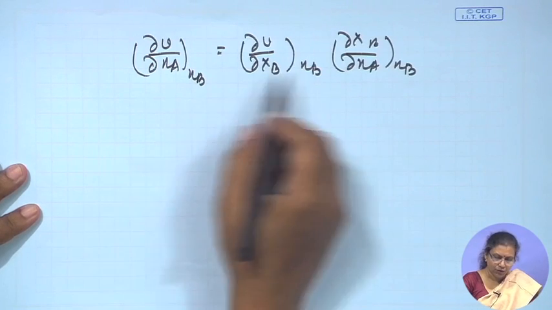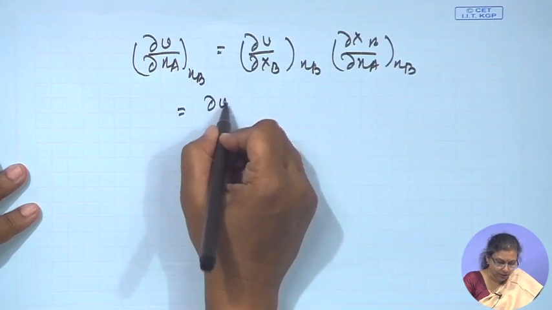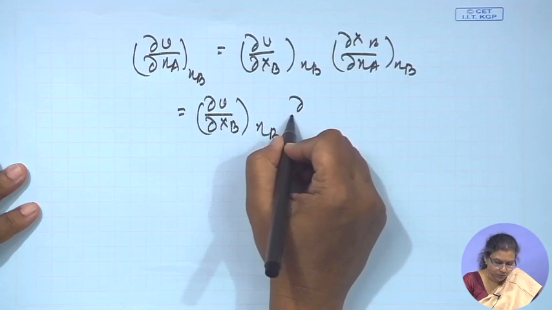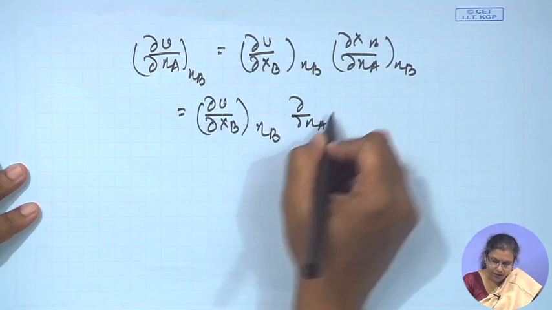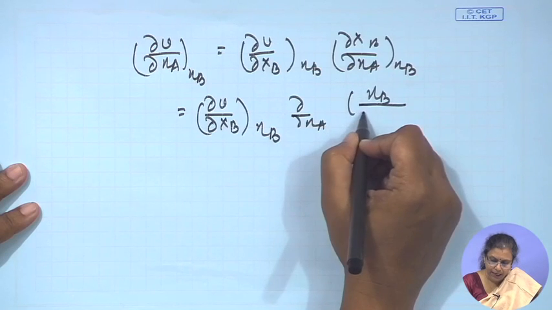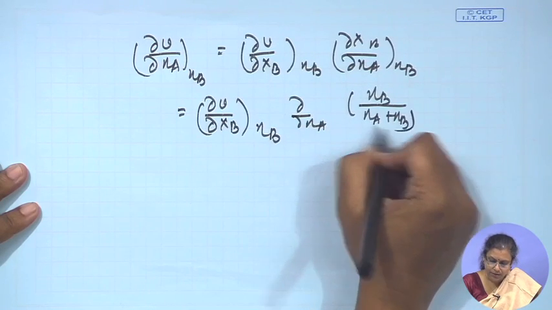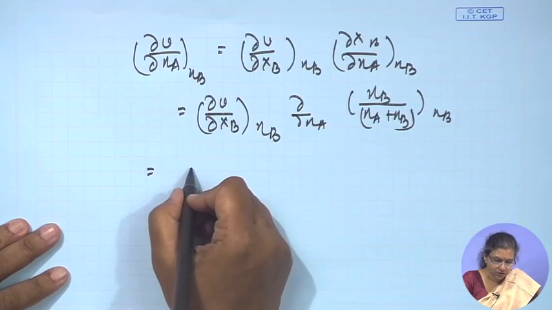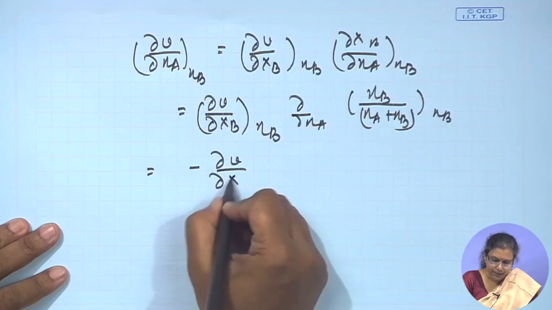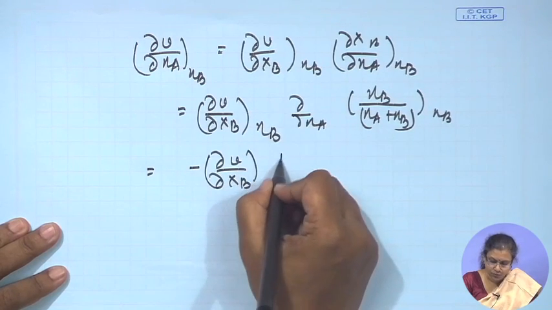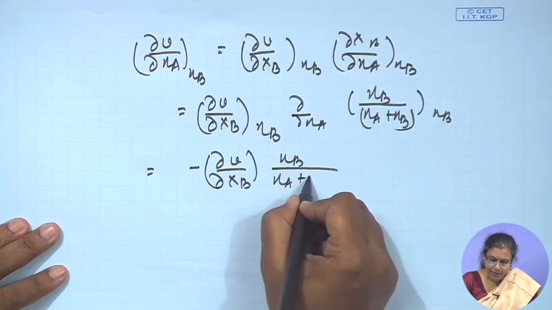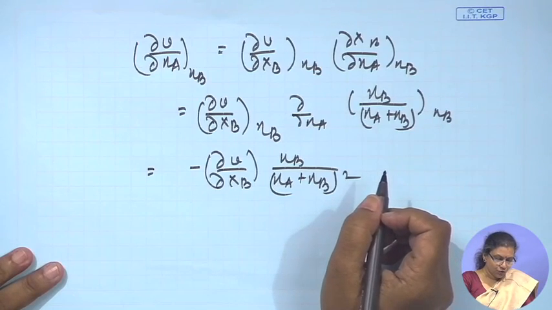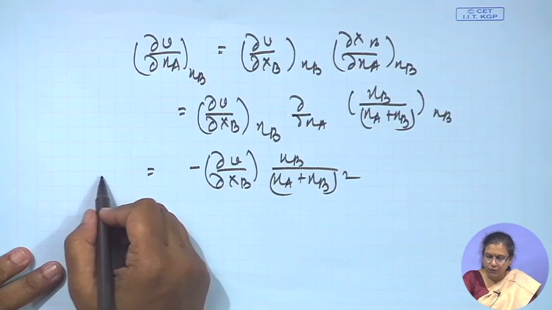This is possible. What is this? Tell me, is this not equal to del V del Xb at constant Nb into del Na of Xb, which is nothing but Nb by Na plus Nb? And what does this give you? Is this not equal to minus of del V del Xb into Nb by Na plus Nb whole square? Simply differentiation, that is what I am doing, nothing else. So, from here, what is this equal to?